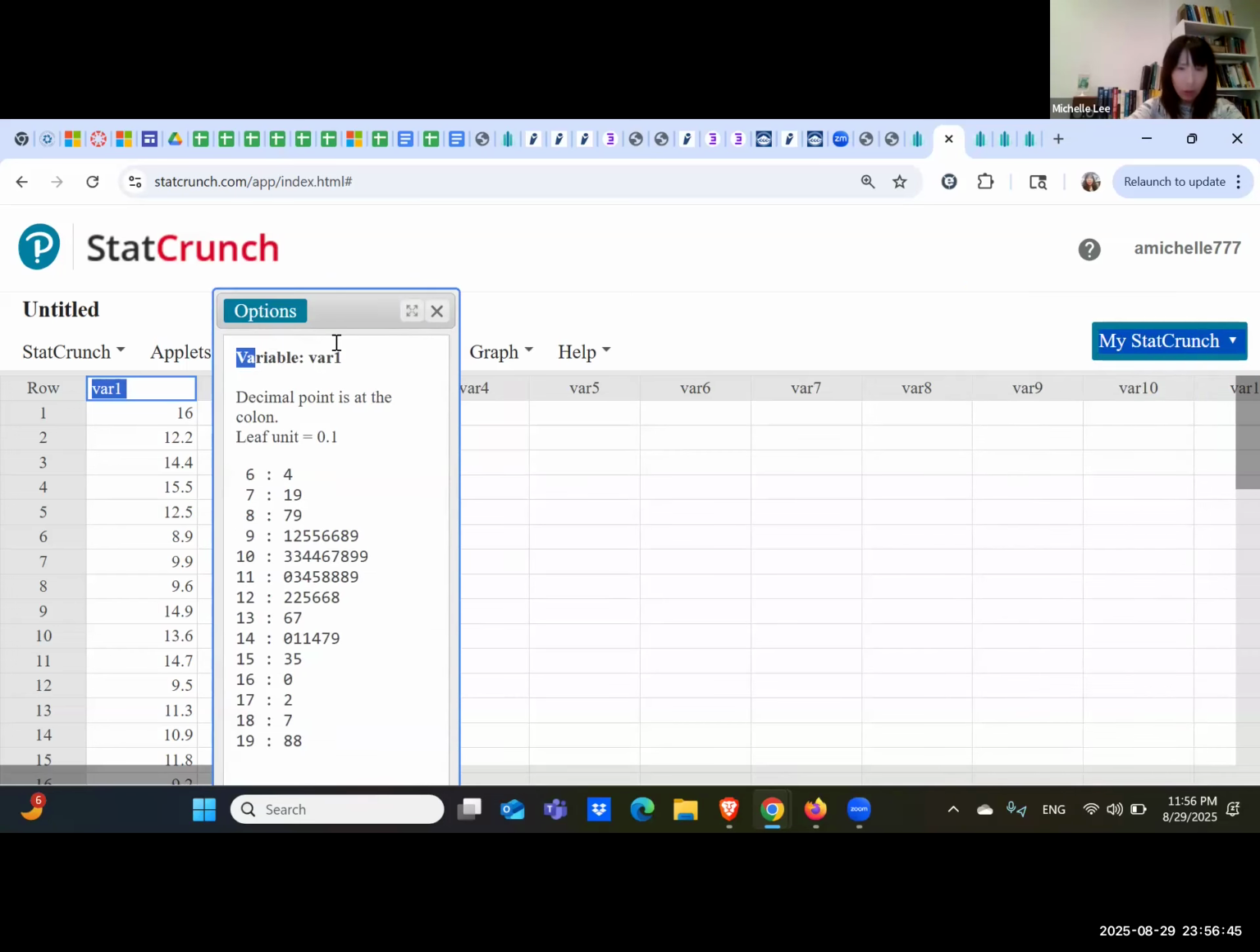Okay, so we can see that, right? So 6, 4, 7, 9, 1, and 9. We read 6.4 because the leaf unit is 0.1, right? So that means we read 6.4, 7.1, 7.9, 8.7, 8.9, and so on. Okay. So we understand?